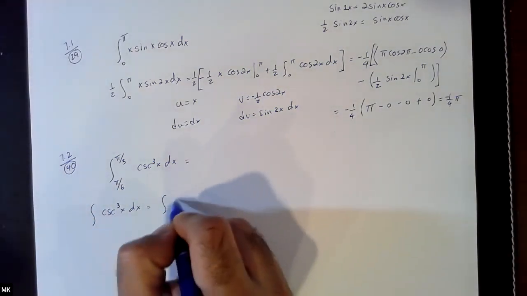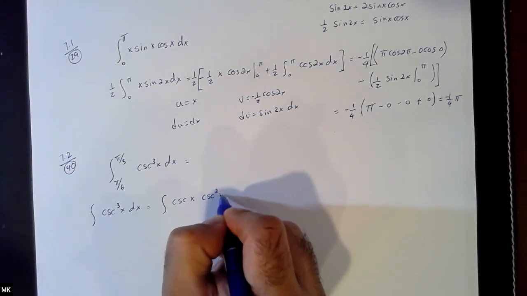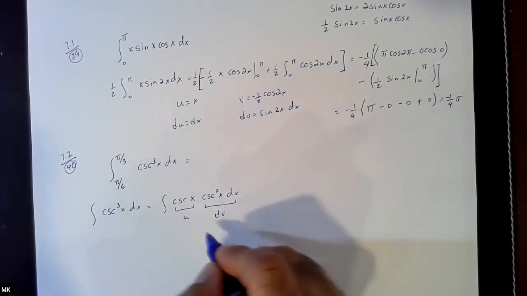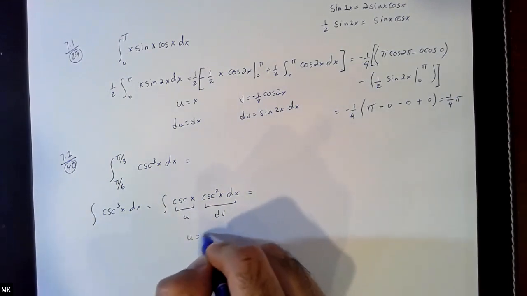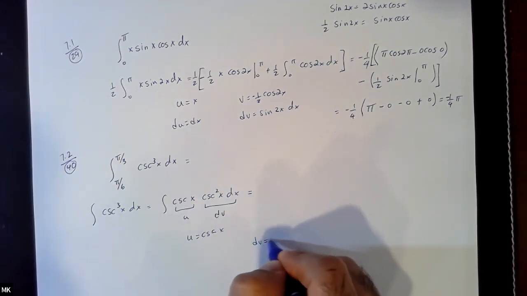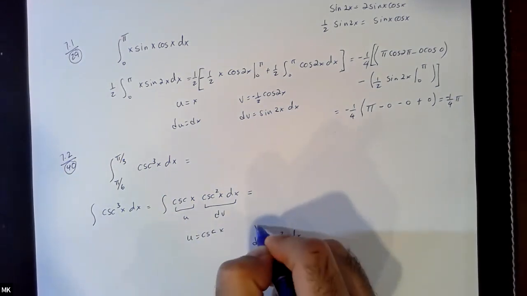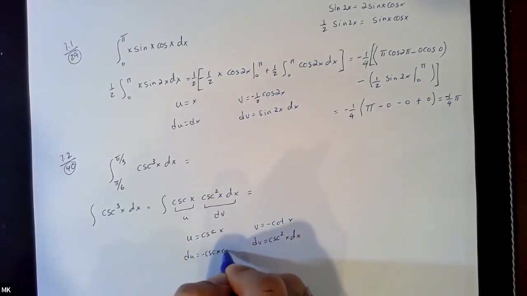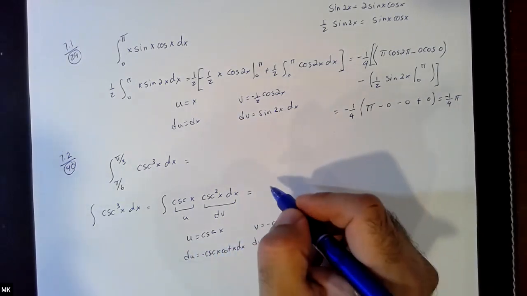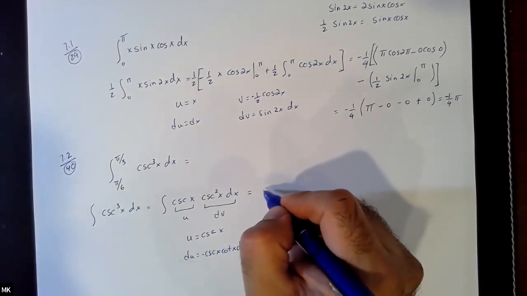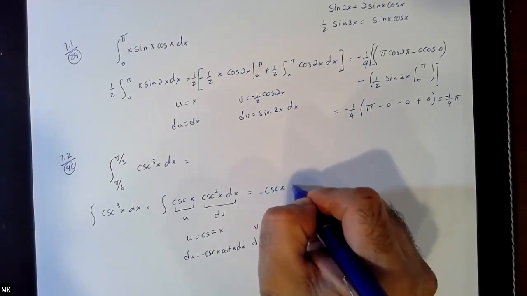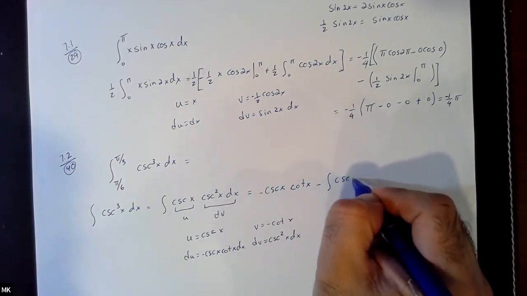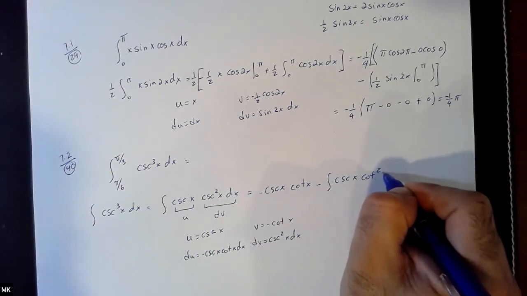So I'm going to rewrite this as cosecant x times cosecant squared x dx. This is my dv, this is my u. So u is cosecant x, dv is cosecant squared x dx, v is negative cotangent x, du is negative cosecant x cotangent x dx. So this is going to be negative cosecant x cotangent x minus the integral of cosecant x cotangent squared x dx.